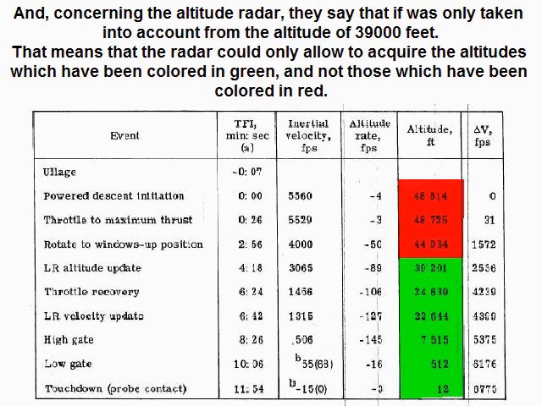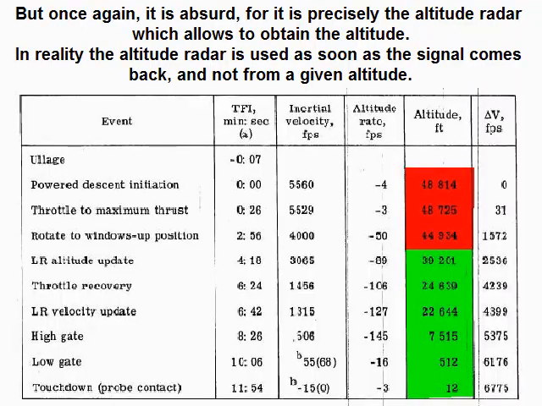And, concerning the altitude radar, they say that it was only taken into account from the altitude of 39,000 feet. That means that the radar could only allow to acquire the altitudes which have been colored in green, and not those which have been colored in red. But once again it is absurd, for it is precisely the altitude radar which allows to obtain the altitude. In reality, the altitude radar is used as soon as the signal comes back, and not from a given altitude.